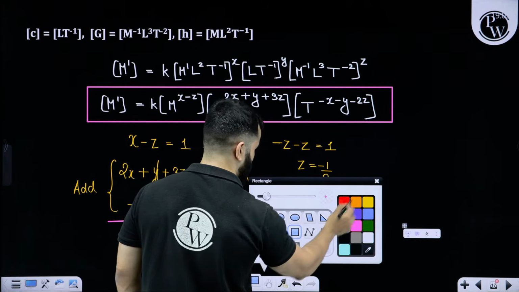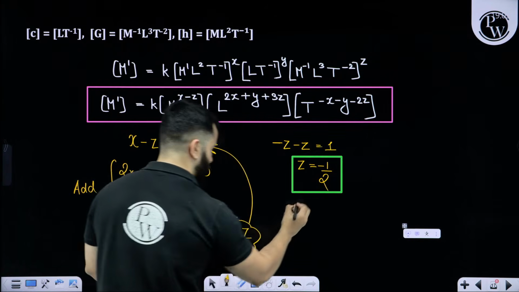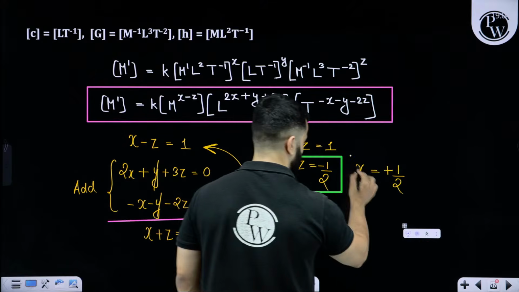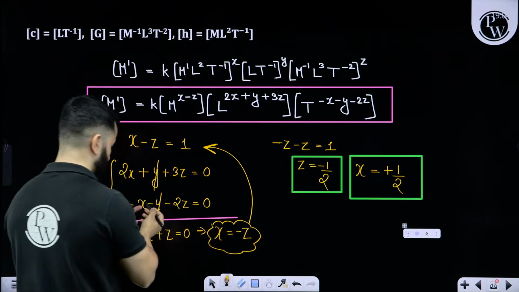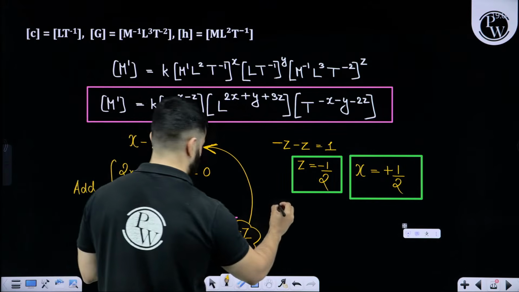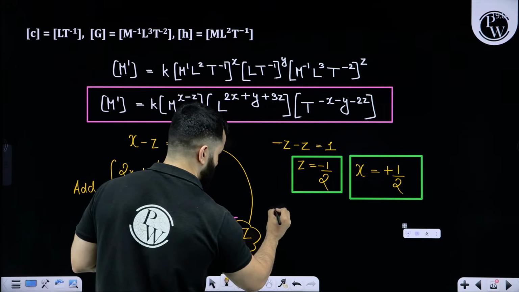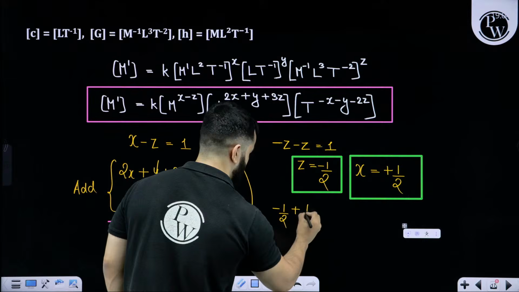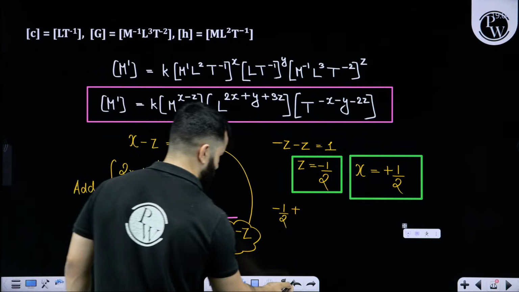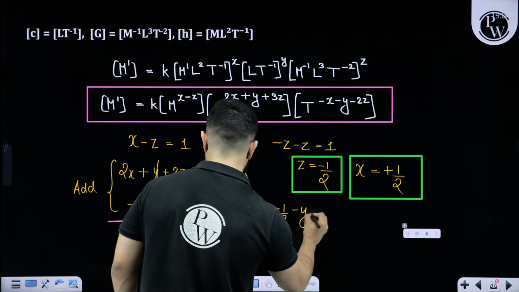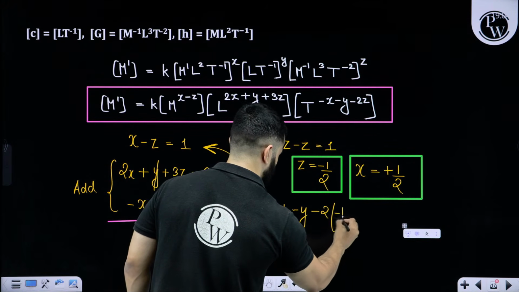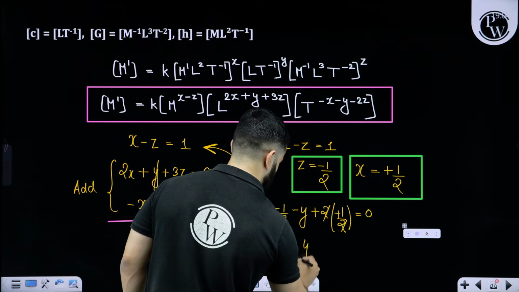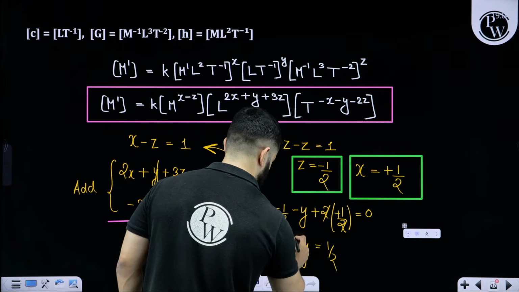Z is equal to minus 1 by 2, one answer. Then x is equal to minus z, which means x will be equal to plus 1 by 2, second answer. And then the third answer is going to be using any of these two equations. So minus x, that means minus 1 by 2, and then minus y, y we want to find out, and minus 2z is equal to 0. So this becomes plus 1. So y becomes 1 by 2. This is going to be your answer.